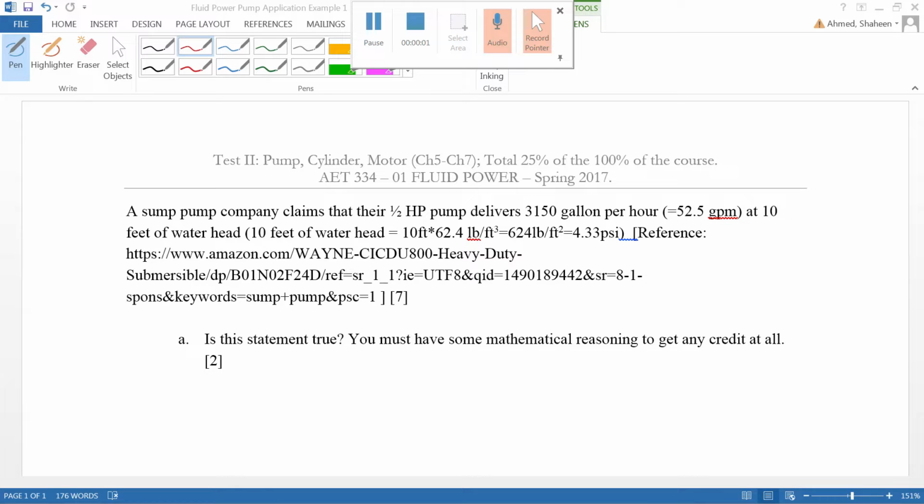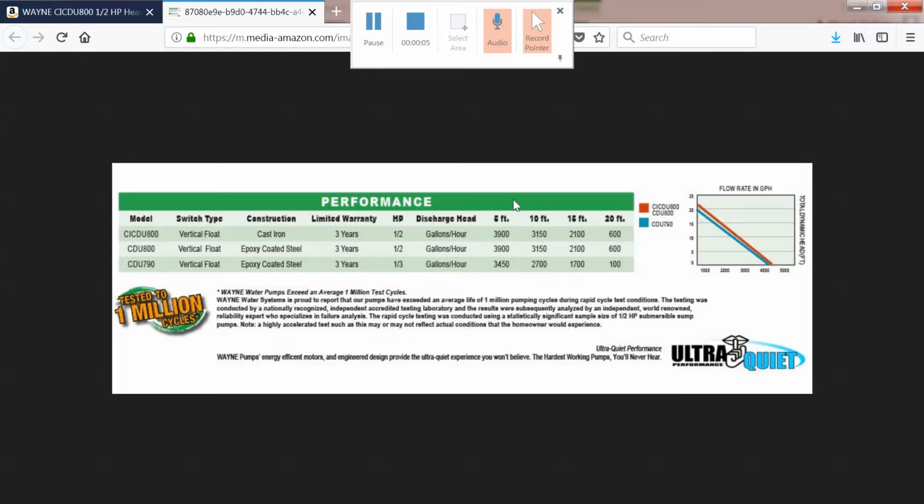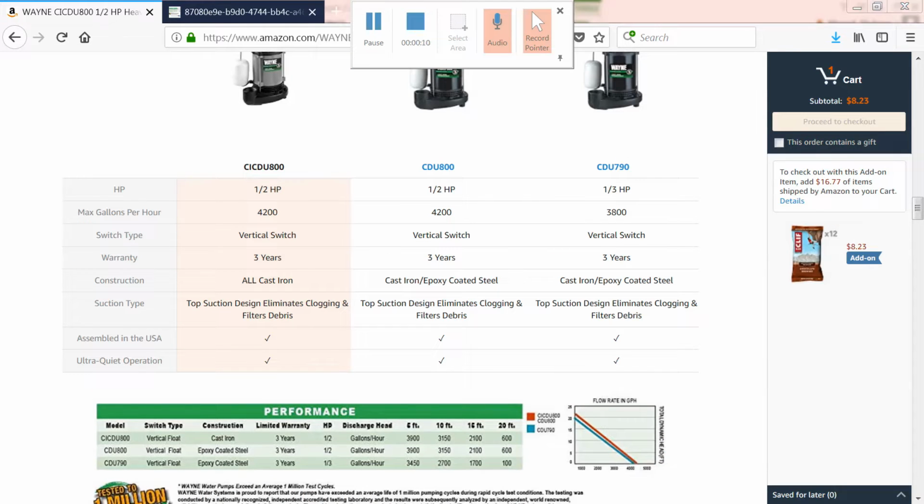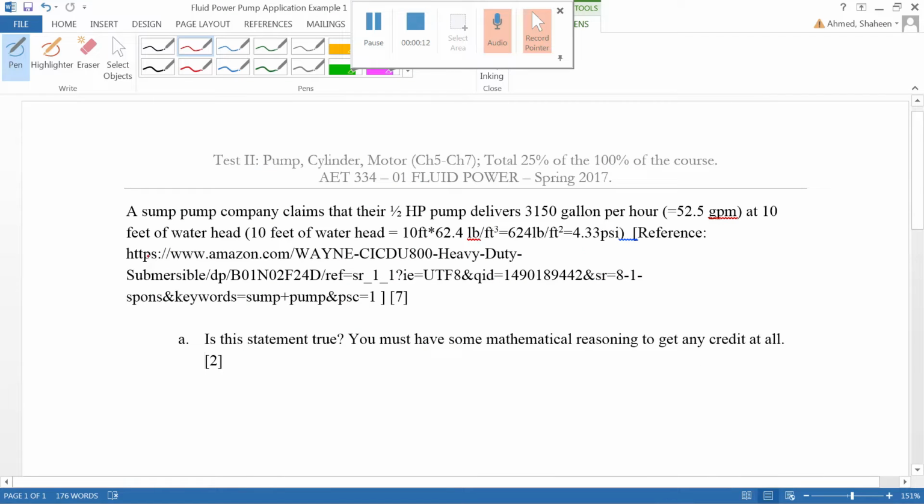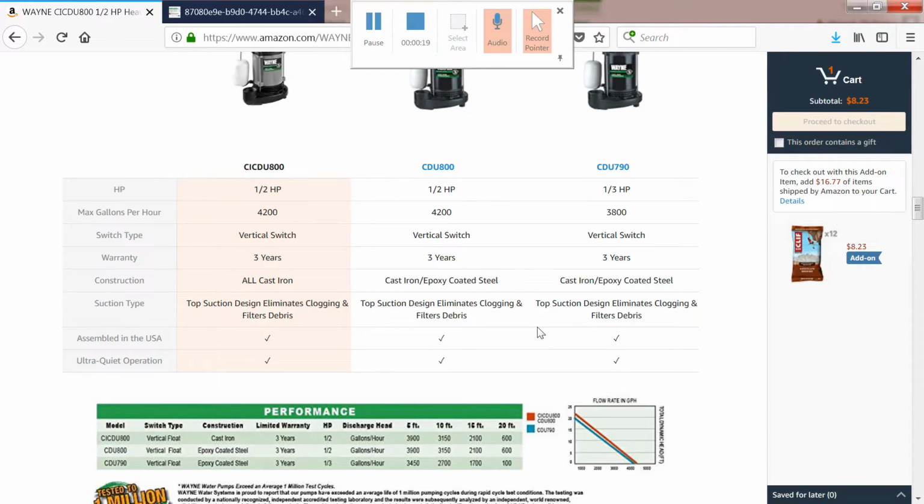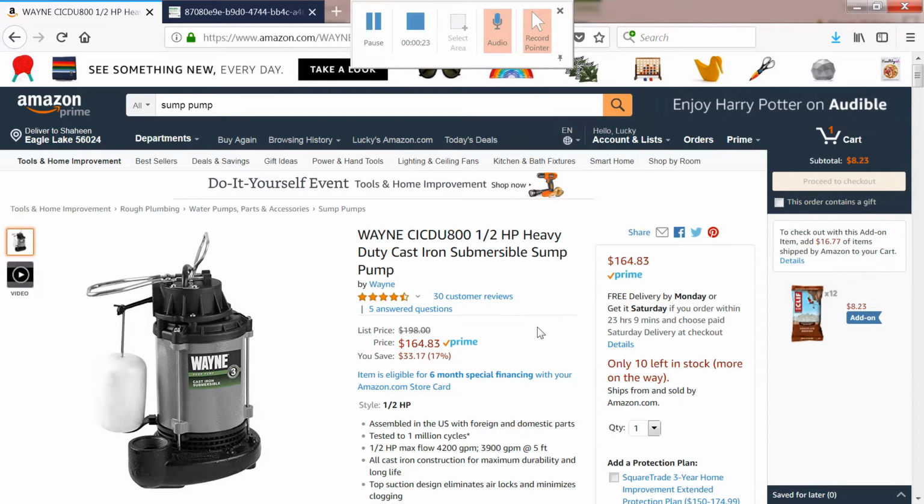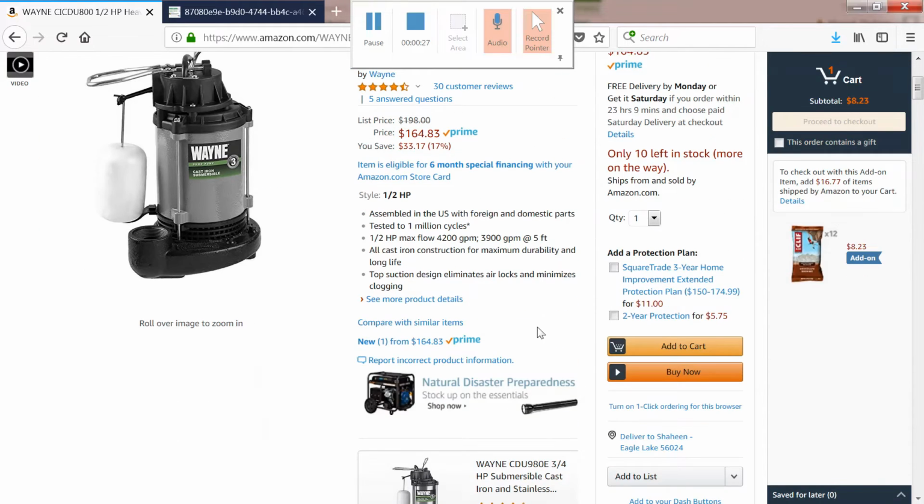This is an example I collected, pump information from Amazon.com. If you click on that link that I posted here, it says this came from Amazon.com. If you click on that link, you will see this sump pump. Basically, it pumps all the water accumulated under your house and keeps the underneath of the house dry, so the water doesn't get accumulated and then eventually flood.